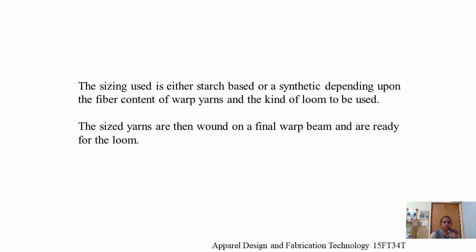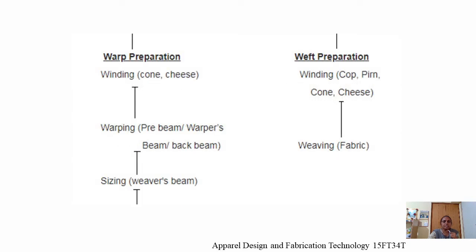So after the spooling, slashing and sizing, finally the yarn is wound on the warp beam, which is ready for the loom. These are the processes undergone: warp preparation, winding onto cones or cheeses, then warping, then sizing. Weft preparation is winding the cotton cheese and weaving. Weft is easy, but warp yarns undergo many abrasions, so they must have more strength than the weft yarns.